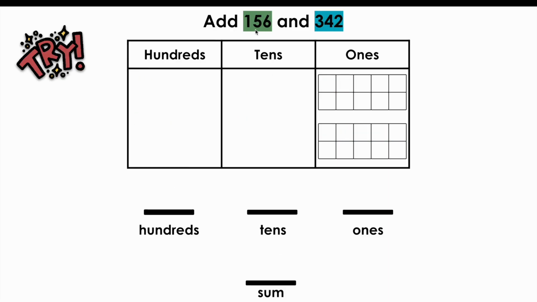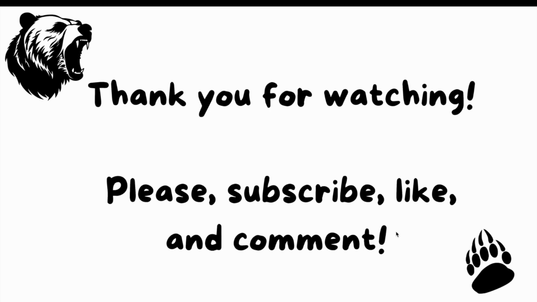Try adding 156 and 342 by creating models and then combining the hundreds, the tens, and the ones. Add 432 and 225 by creating models and then combining the hundreds, the tens, and the ones to find the sum. Add 452 and 325. Remember, create models and then combine the hundreds, tens, and ones to find the sum.